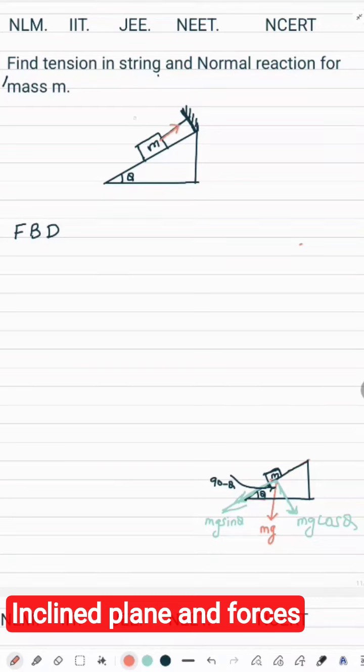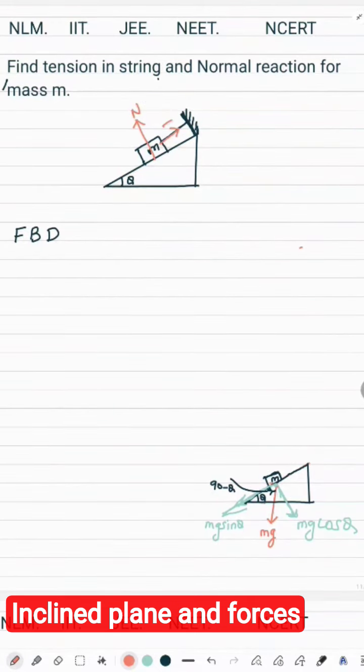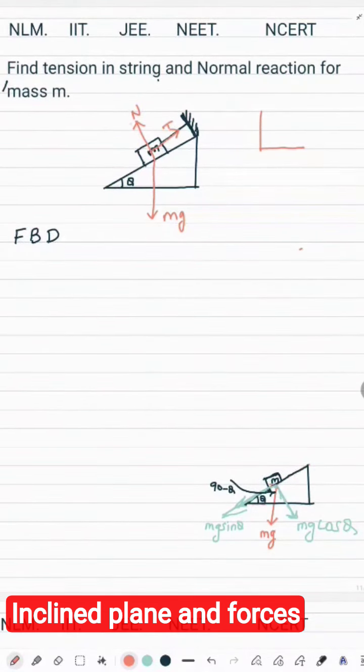The second force is the normal reaction, which this surface will apply on the mass, which will be upwards. Let it be N and let this be T. The third force will be the weight, which will be mg, which will be downwards. So when we have this type of forces acting, we can always shift the axis. So instead of taking an axis like this, I'll take my axis as normal reaction and tension, as both are at 90 degree.